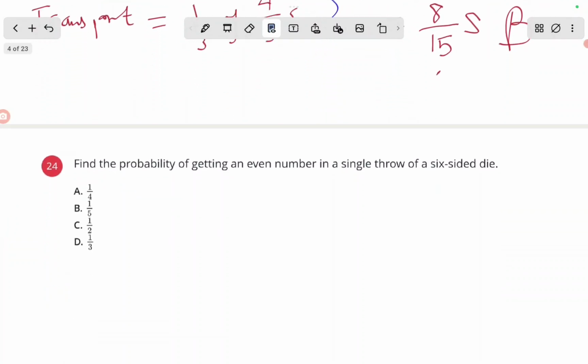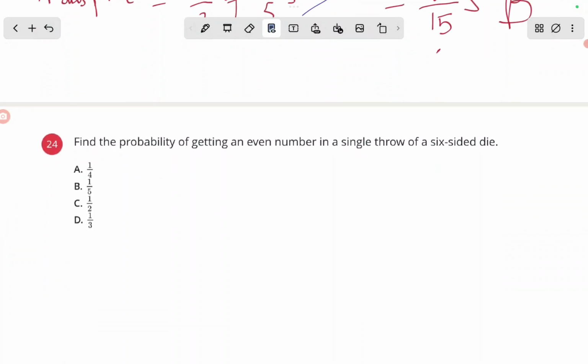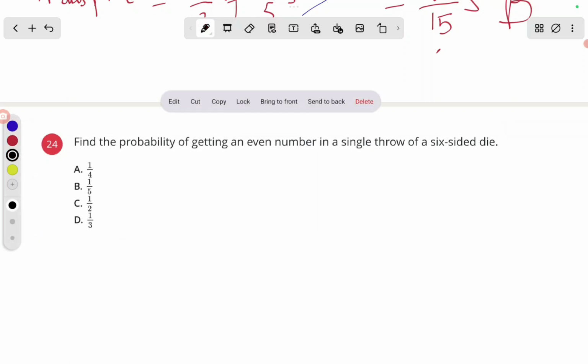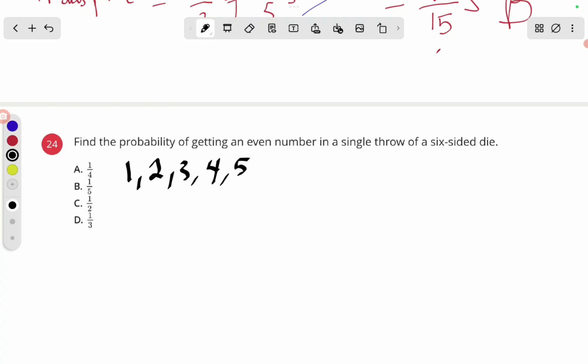In question 24, find the probability of getting an even number in a single throw of a six-sided die. Now a die is going to have these faces. A die is going to have 1, 2, 3, 4, 5, 6. Now good. Among these 1, 2, 3, 4, 5, 6, you have to try to get the even numbers. So what are our even numbers?